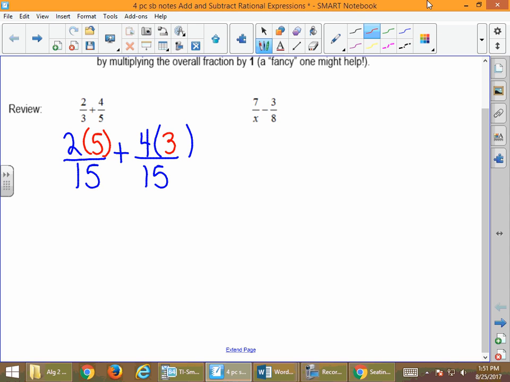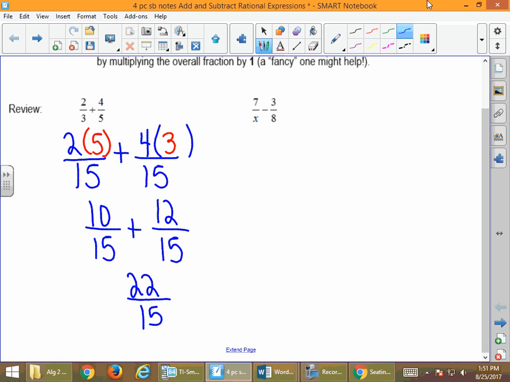And now that we've got that, we can finish this problem. We can combine it here. 2 times 5 is 10 fifteenths. 4 times 3 is 12 fifteenths. And 10 plus 12 is 22 fifteenths.